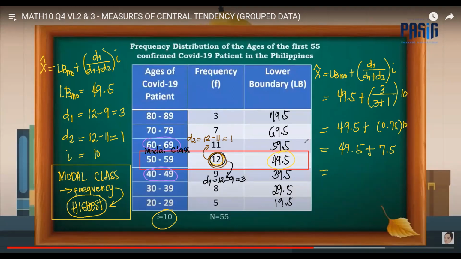Ano pong answer natin? Our mode is equal to 57. Okay. So our final answer here is 57. So the mode is 57. So ibig sabihin marami sa first 50 patients natin ng COVID-19 is at the age of 57. Okay? So yun po yung ibig sabihin ng mode na yan.